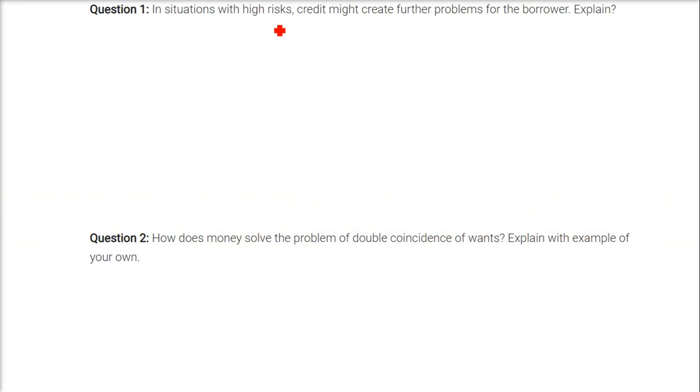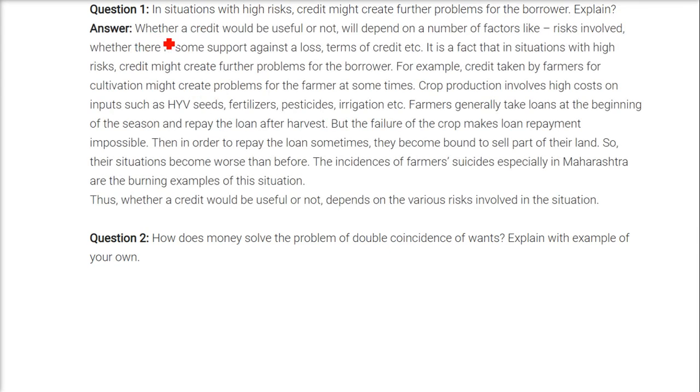In situations with high risk, credit might create further problems for the borrower. Explain. Whether a credit would be useful or not depends on a number of factors: the risk being involved, whether there is some support against a loss, and the terms of credit. In situations where the risks are quite high, the credit might create further problems for the borrower. The condition of the borrower may further deteriorate.